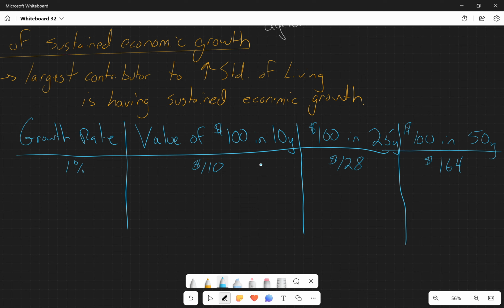The point of this is that if we increase this growth rate, we will find that this value increases in a significant way. So again, this is just $100, but now if it's at 3%, after 50 years, it's $438 instead of $164. Let's jump all the way up to 8%. If it's 8%, the value of $100 in 10 years after compounding interest is $216. It's $685 after 25 years, and it's $4,690 after 50 years, right?